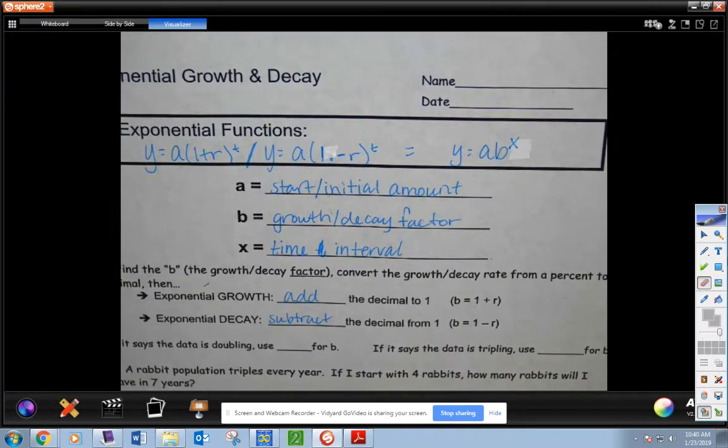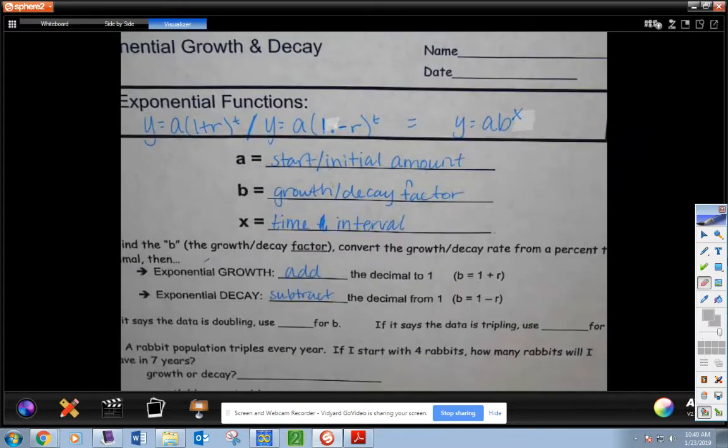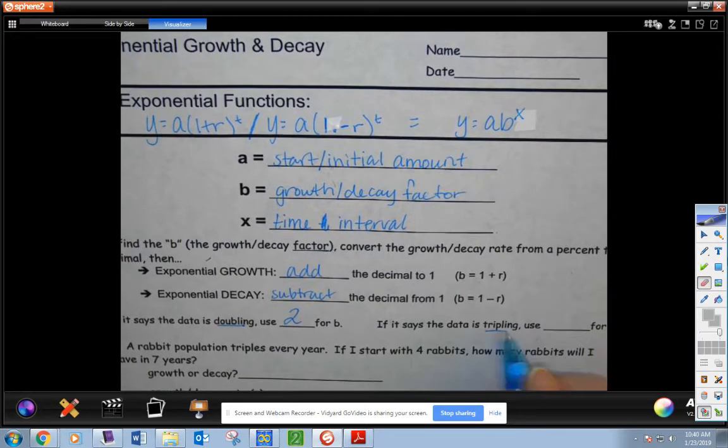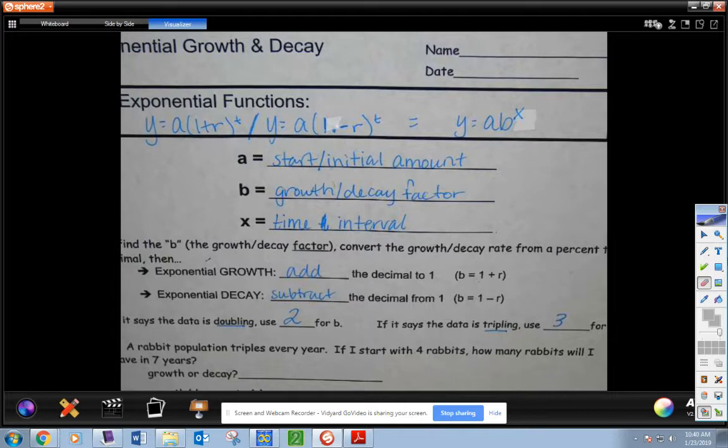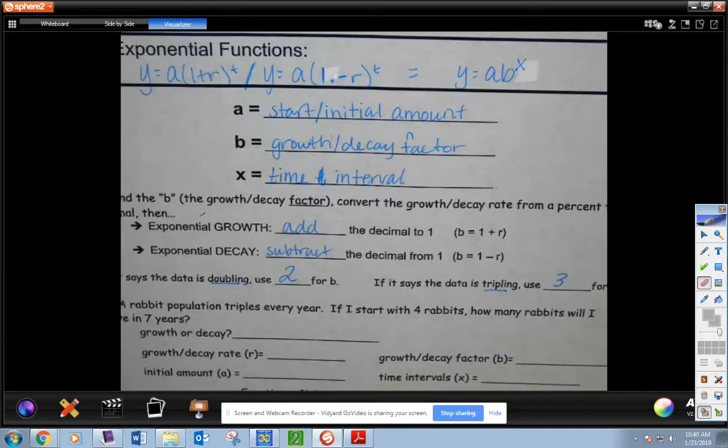Now, something that is different that you haven't seen on the easy worksheet that we did was sometimes they'll just say that the data is doubling, which makes your rate, your factor, automatically a 2. You don't do 1 plus it or 1 minus it. You just leave that alone. If it says it's tripling, you would do 3, and that's all b is. There's no 1 plus or 1 minus. Sometimes they'll say that you have a half-life, which means you would use 1/2. Now, going into this, here's what you're going to do.